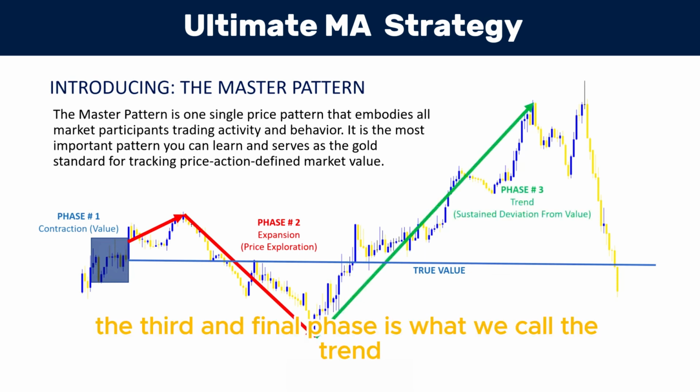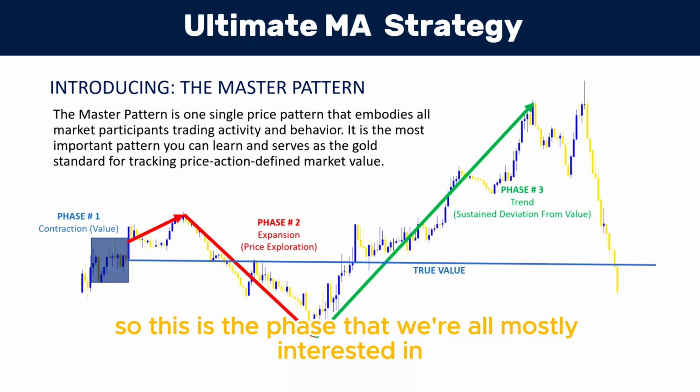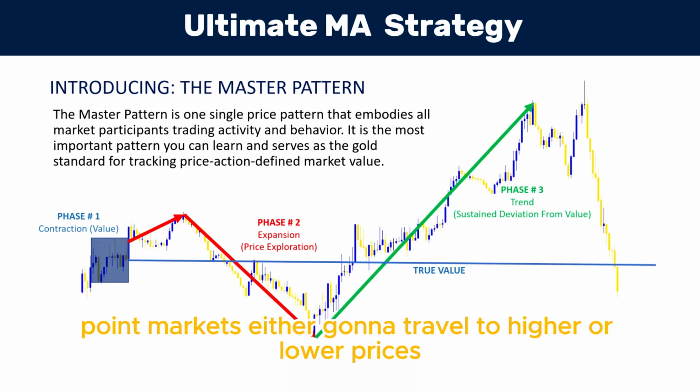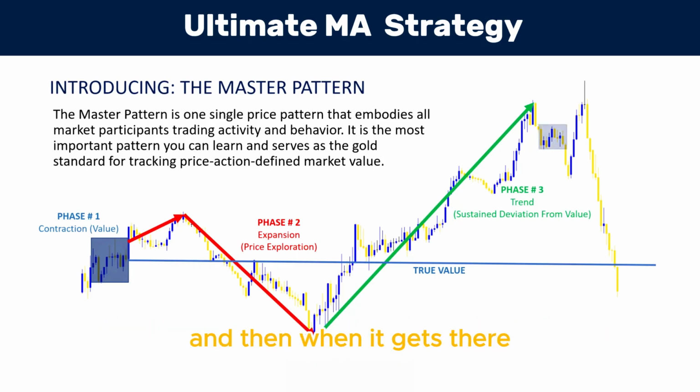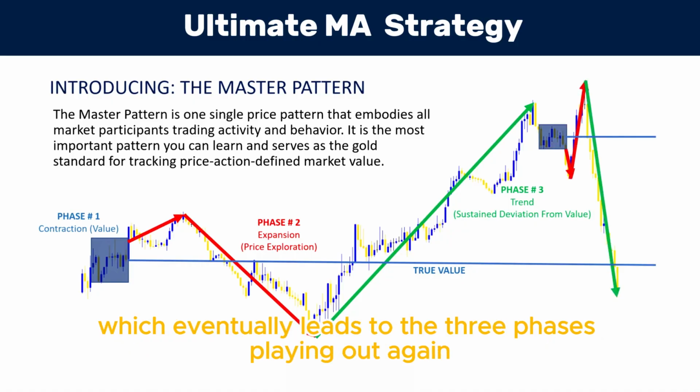And the third and final phase is what we call the trend. We're very familiar with this. Everybody loves a trending market. It's the easiest to make money in. So this is the phase that we're all mostly interested in. And this is defined by a sustained deviation from the previous value point. Market's either going to travel to higher or lower prices, and then when it gets there, it's going to establish a new contraction point, which eventually leads to the 3 phases playing out again.